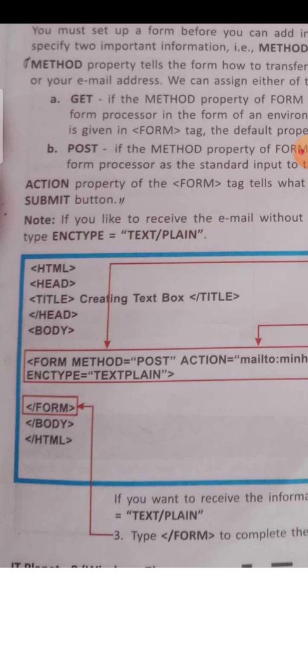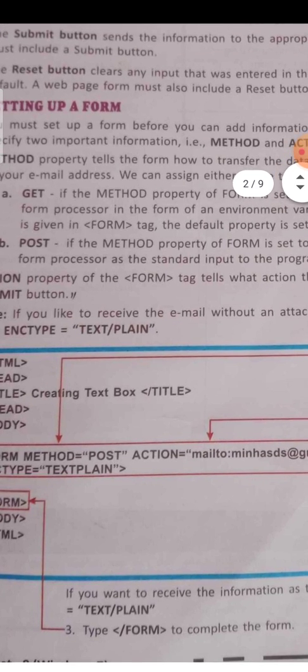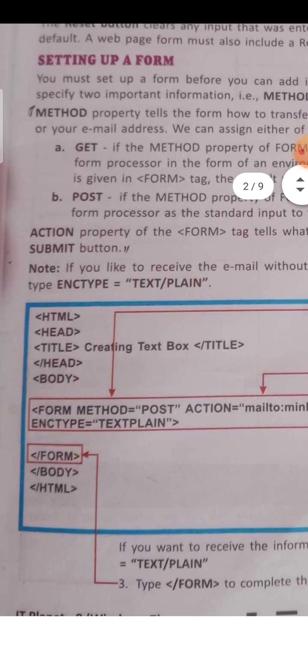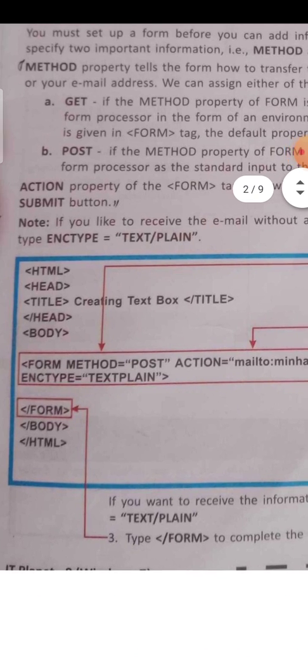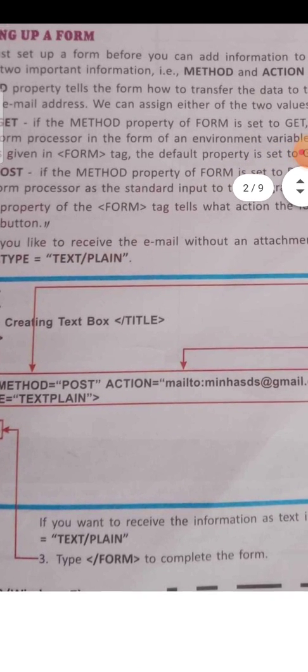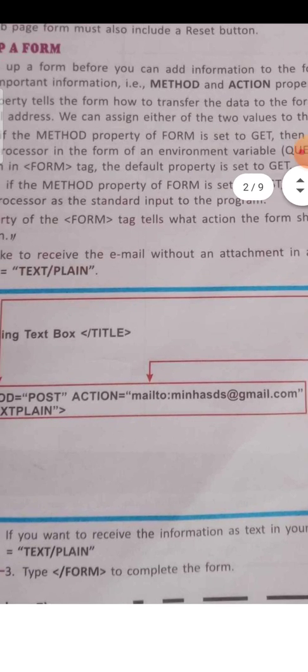After that, method is equal to post. By default, method is equal to get, which we use if we want to select data in the forms, or if we want to give the data to the processor in the form of a query. Otherwise, post should be mentioned. So method is equal to post is there. After that, action, you can see mail, and there is a mail id.